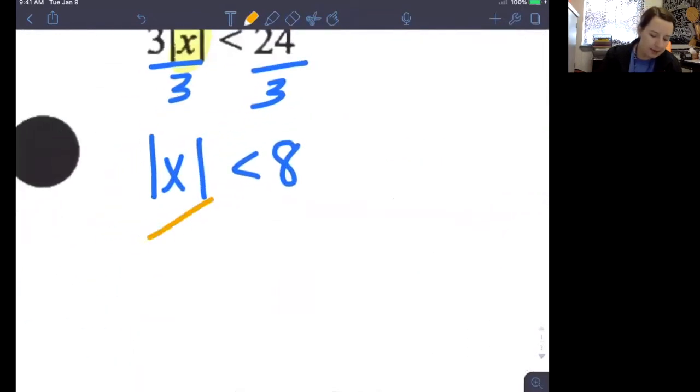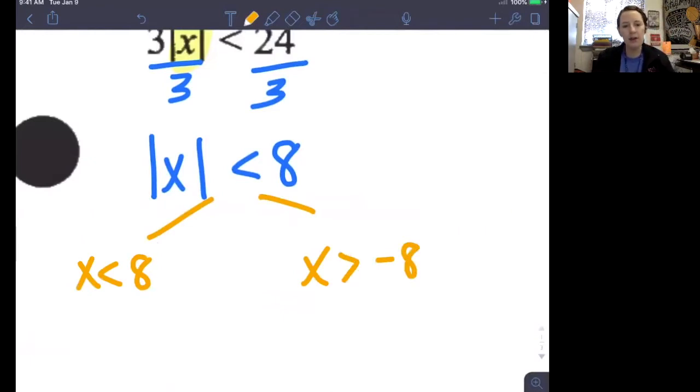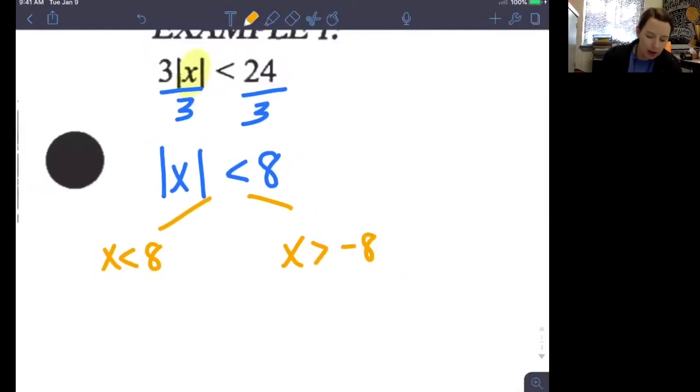So here we have absolute value of x. This is just going to be x is less than 8. And then for our negative case, I have an x and a negative 8, and we want to flip the inequality. So any value that is less than 8 or greater than negative 8 will satisfy this inequality.